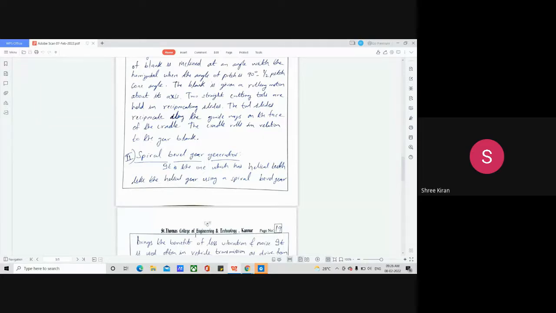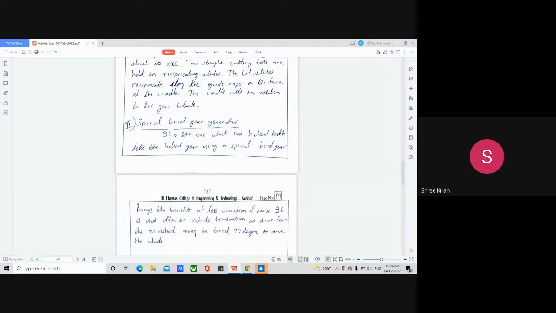Okay. Then what happens when it brings less vibration and noise? It is mainly used in vehicle transmission. I hope you remember what the purpose of gear and the requirement was; we have studied that in our previous modules. It is used often in vehicle transmission as the drive from the drive shaft must be turned 90 degrees to drive the wheels.